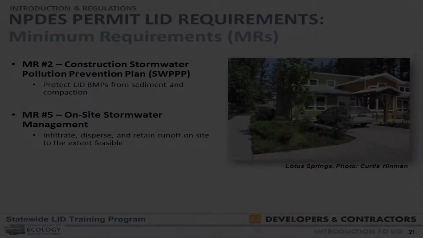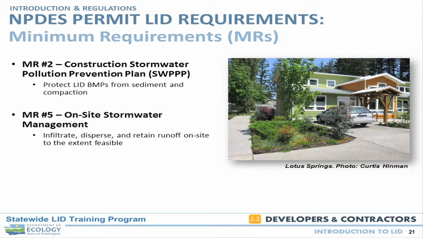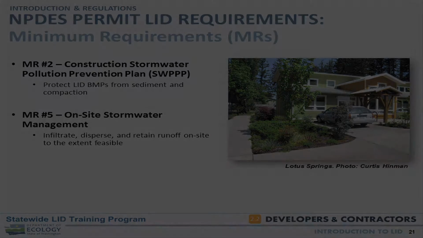Minimum requirement 5 is the requirement to manage stormwater on site to infiltrate, disperse, and retain to the maximum extent feasible. There are a lot of misconceptions about that, I think. Low impact development in the permit is required to be used where feasible. So I think there have been some misconceptions that LID in the permit is required on all sites. However, there are infeasibility criteria for each practice, and we'll go over the process by which we determine that.